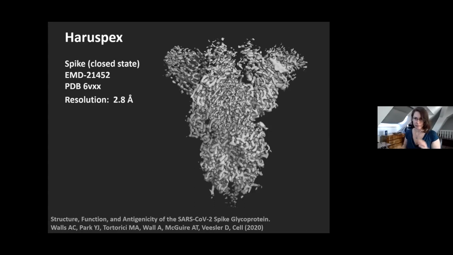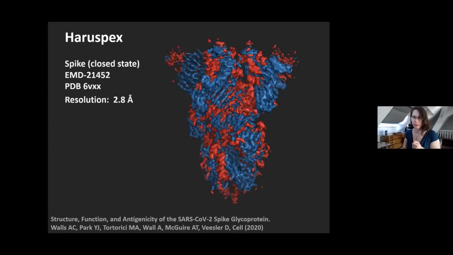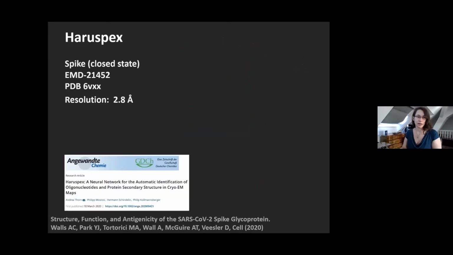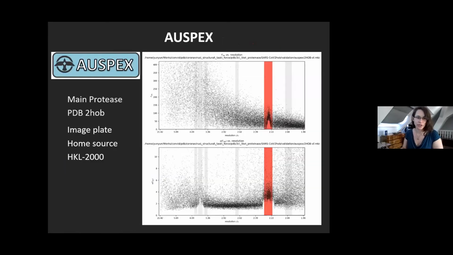However, if you start modeling the structure, you want to validate it, and you may want to know where the beta sheets and the alpha helices are. So if you run Haruspex over it or download Haruspex results from our repository, we give you something like this, where red is helices and blue is beta sheets, and then you can compare to the model. There's also a paper which has come out.